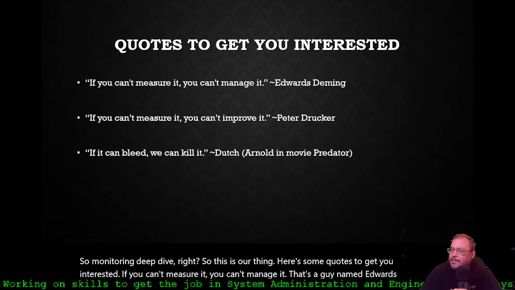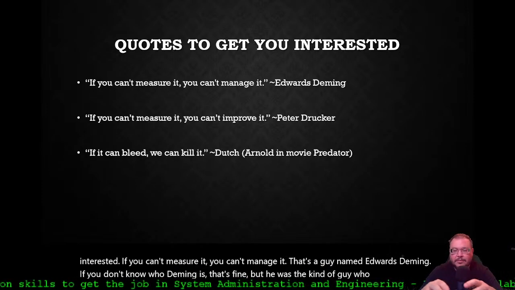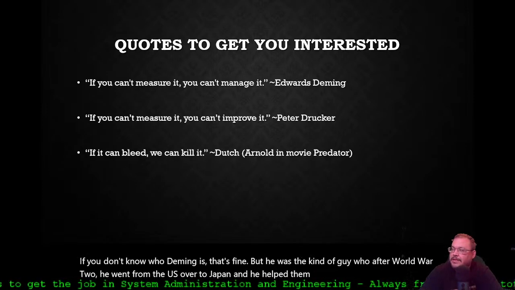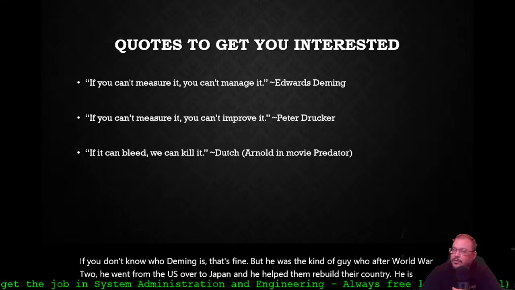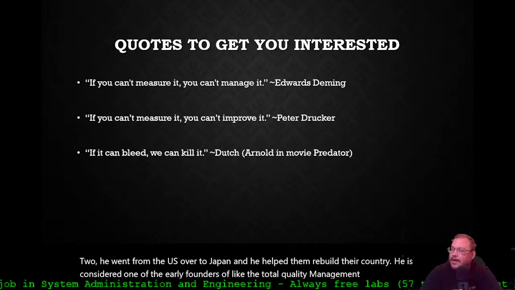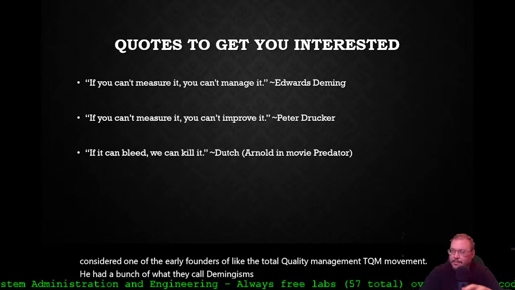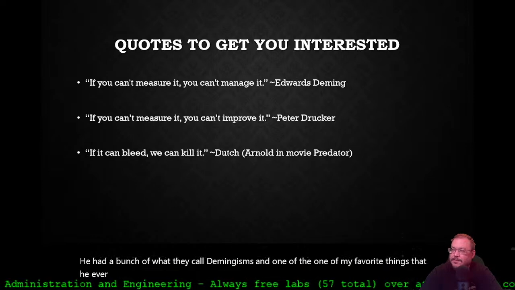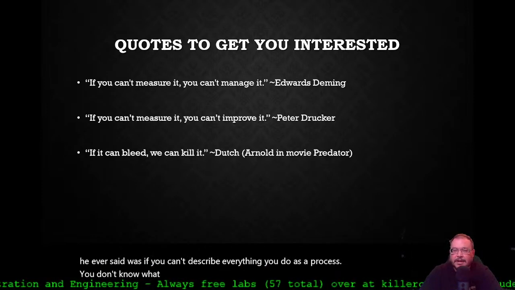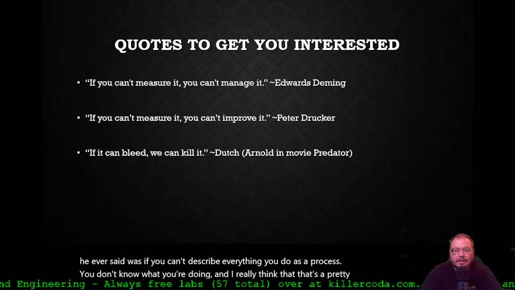If you don't know who Deming is, that's fine, but he was the kind of guy who, after World War II, went from the U.S. over to Japan, and he helped them rebuild their country. He is considered one of the early founders of the total quality management, TQM, movement. He had a bunch of what they call Demingisms, and one of my favorite things that he ever said was, if you can't describe everything you do as a process, you don't know what you're doing. And I really think that's a pretty good way to look at how you do things.